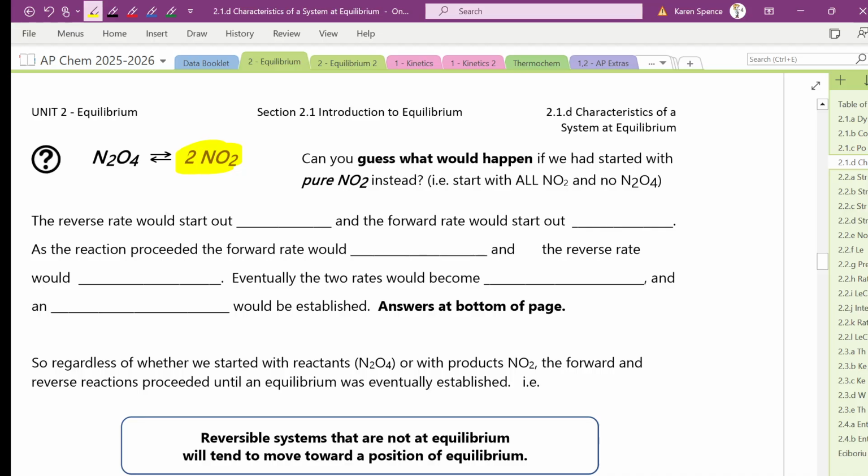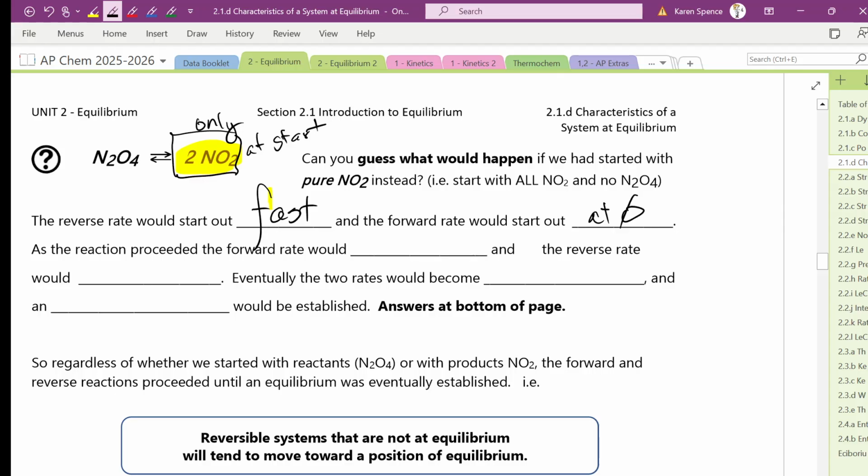The reverse rate would start out fast or slow? Fast. And the forward rate would start out not just slow, 0, because we're starting with only this at the start.